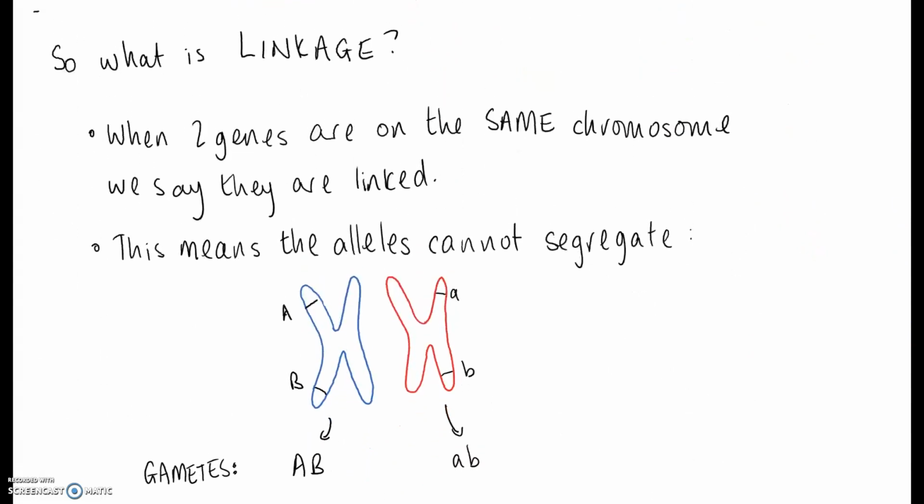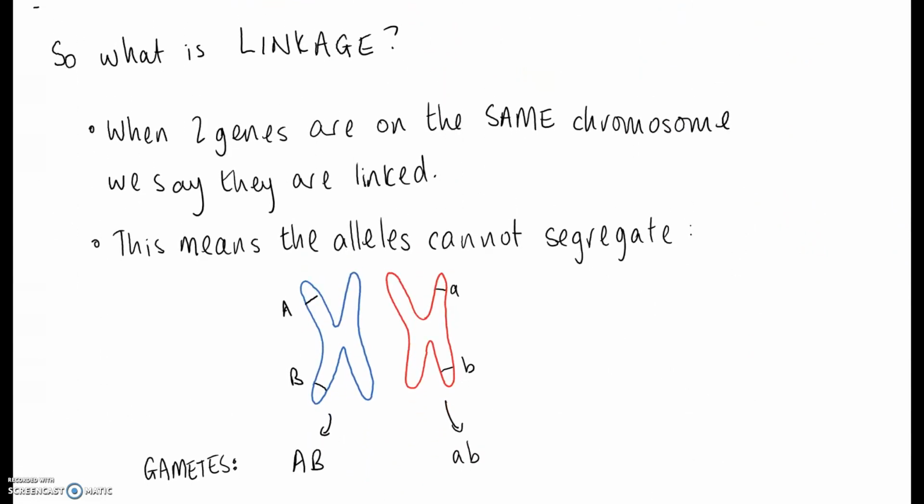So what is linkage? Linkage occurs when instead of the two genes in dihybrid inheritance being on separate chromosomes, different chromosomes, they're on the same chromosome. So we call them linked. And that means that the alleles cannot segregate because they cannot separate independently as easily.